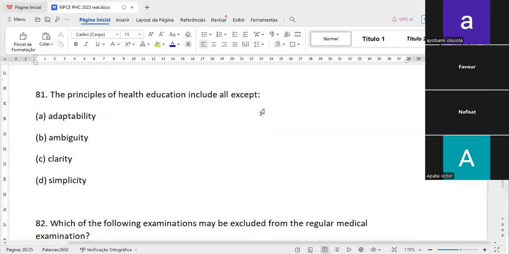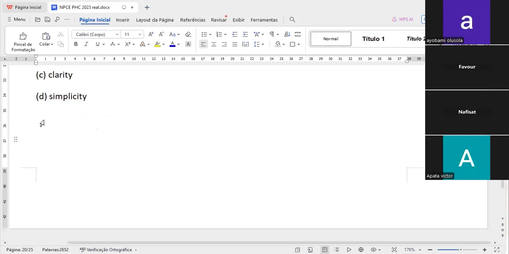The principles of health education include all except ambiguity. B. I've explained this before. I told you that it means that something is not clear. Okay, so it's ambiguity.